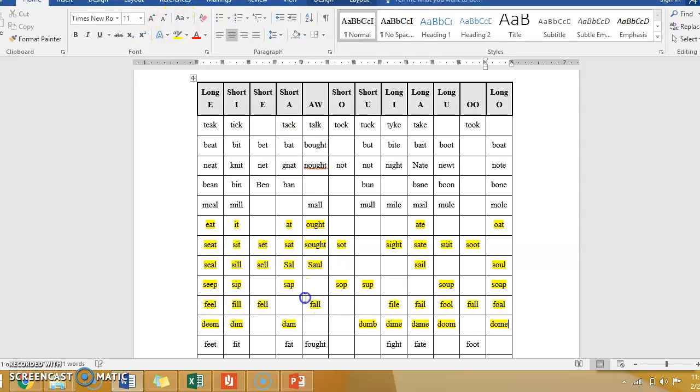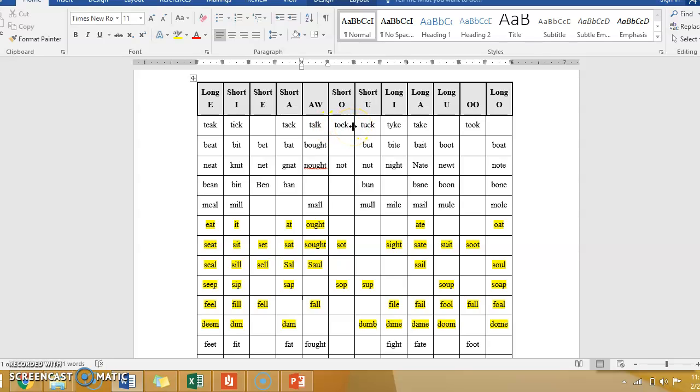Okay, here you go. So we have the long E and we have the short E. We have the short I and we have the long I. So I'm going to read them all. Teak, because we have two vowels in a word, so it becomes long. Teak. The second one is tick, short. For this one, it's tack. This one is talk. We have an A and an L, so it kind of makes like an O sound, like I talk to you.